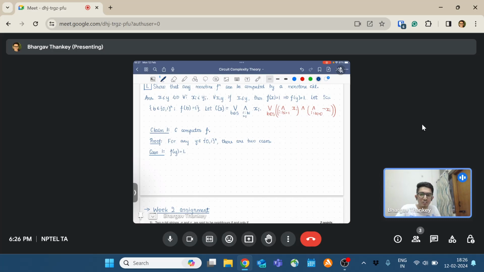So C of X is this, right? Now, I want to show that C of Y is 1. So what would X become? Can you show me one gate so that that gate would be 1 when I replace Xi by Y? We already know that F of Y is 1. So the argument is this. You know F of Y is 1, right? So Y is in S, right?